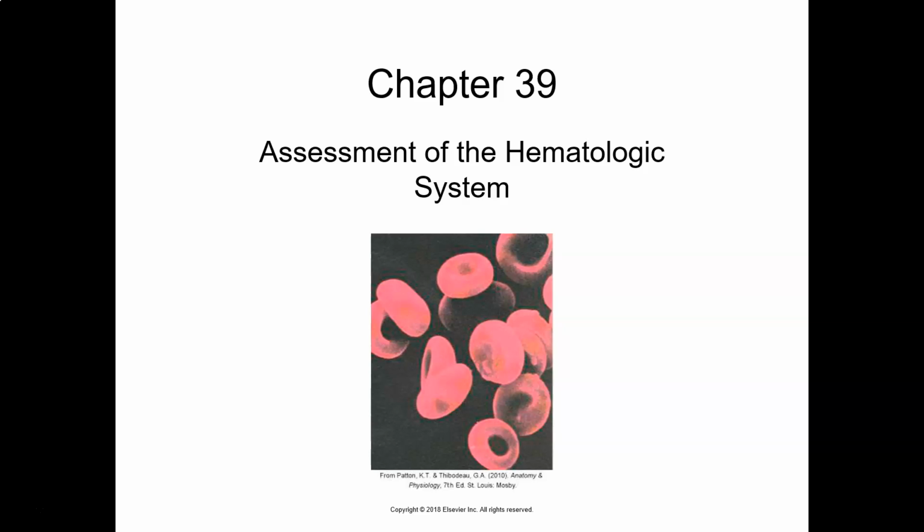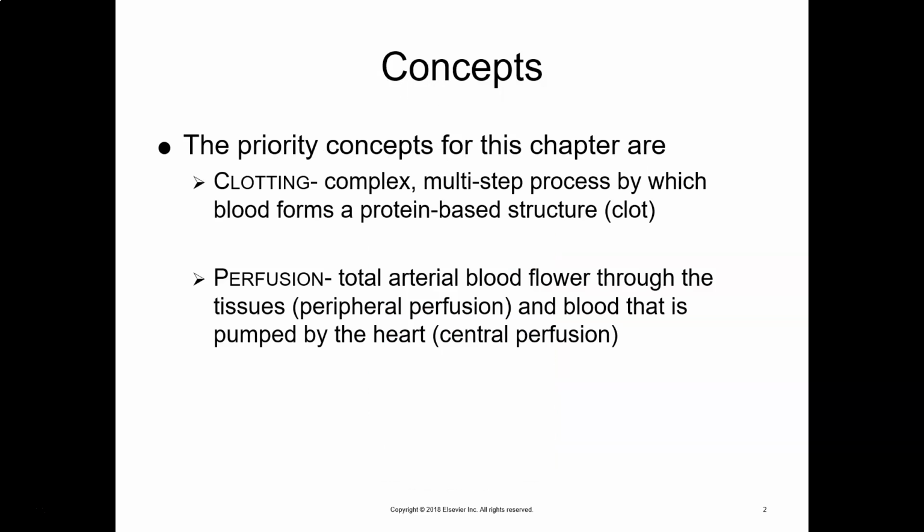All right, so starting with Chapter 39, Assessment of the Hematological System. The priority concepts for this chapter are clotting, which is a complex multi-step process by which blood forms a protein-based structure called a clot. The clotting cascade is very complicated and not something that we're going into in this course. I believe that was covered in pathophysiology. I still have nightmares about it, so we're definitely not going into the clotting cascade today.